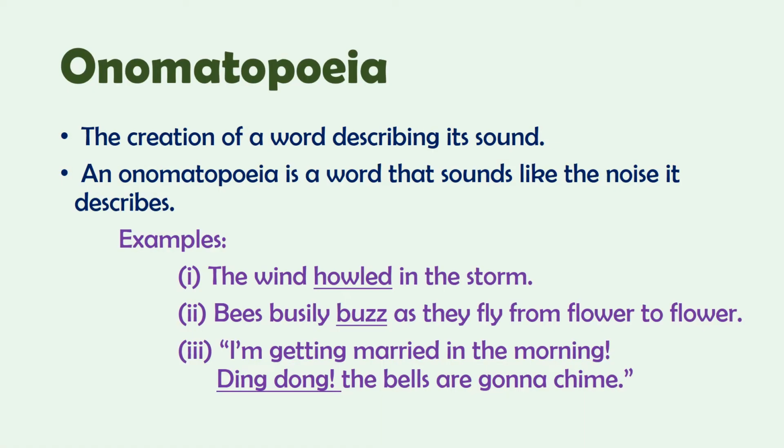Onomatopoeia. It is the creation of a word describing its sound. An onomatopoeia is a word that sounds like the noise it describes. Examples: The wind howled in the storm. Bees busily buzz as they fly from flower to flower. I'm getting married in the morning, ding dong. The bells are gonna chime.